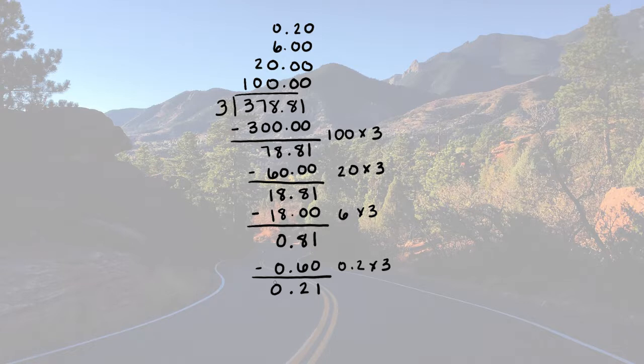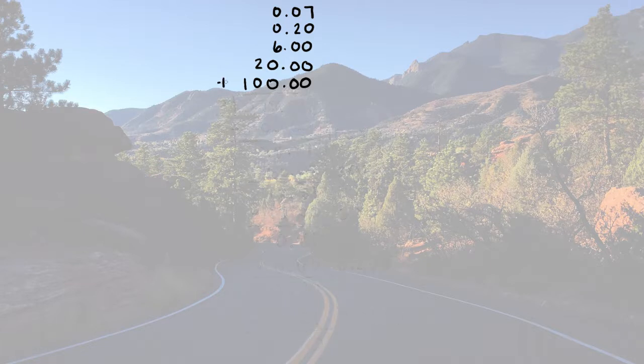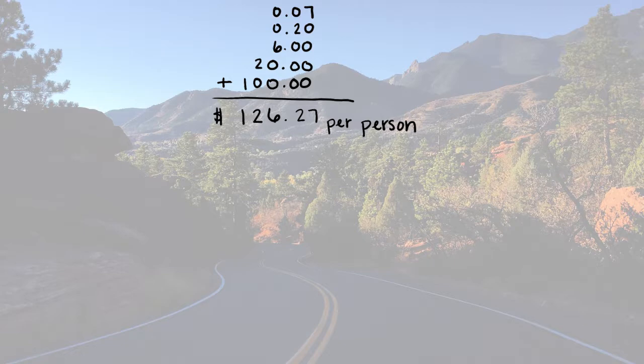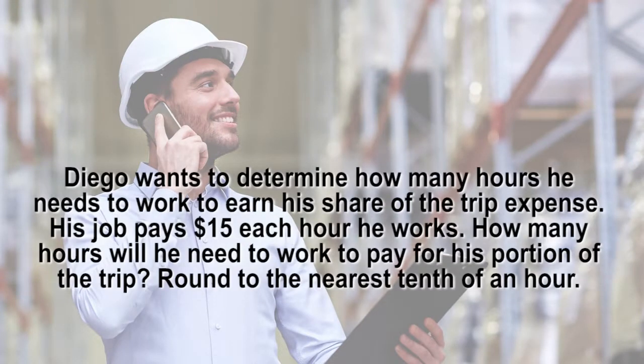3 times how many hundredths is equal to 21 hundredths? 7 hundredths. Record a 7 in the hundredths place of the quotient with a decimal followed by a 0 in front of the 7. 7 hundredths multiplied by 3 equals 21 hundredths. Subtract 21 hundredths from the dividend for a difference of 0. There is nothing left to share. Add up each partial quotient for a total of $126.27. Each person owes a total of $126.27.